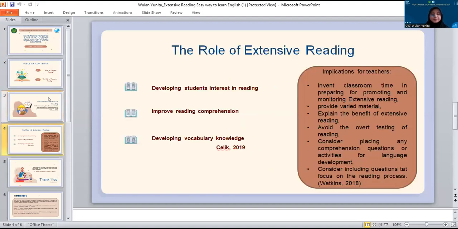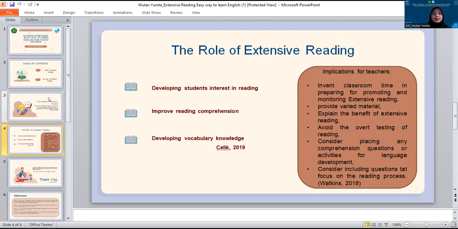Next slide, please. The role of extensive reading. The first is to develop your interest in reading. One of the goals in extensive reading is reading for pleasure. Extensive reading builds self-confidence and motivation in reading, so the students become more effective language users. They are exposed to the language in a more natural and less structured way. They feel less pressure about the structure of the language since they read for pleasure.